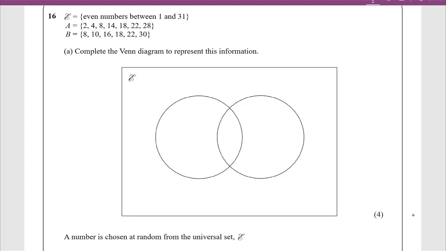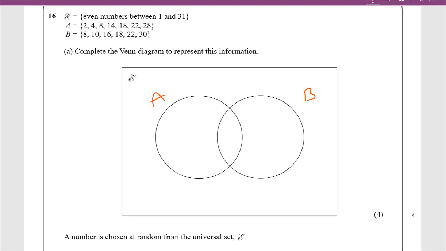So let's label the circles first. This is circle A, circle B. We need to put the numbers in now. So the universal set is even numbers between 1 and 31. And A is 2, 4, 8, 14, 18, 22, and 28.